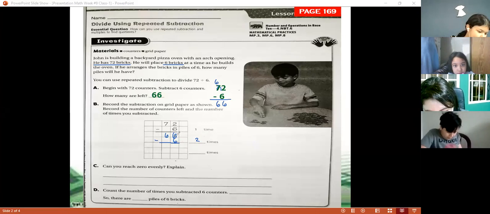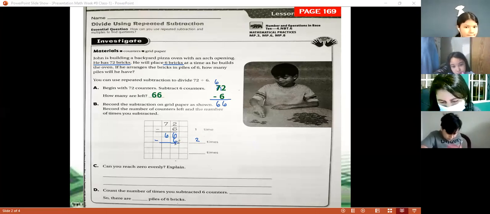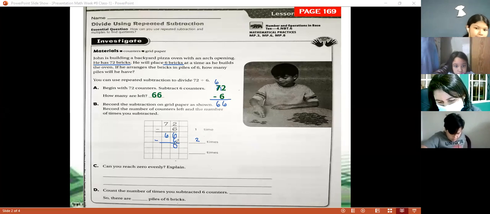We subtract 6 minus 6. That is 0, because 6 minus 6 is equal to 0. So we write the 0 and we subtract the 10. That is 6 minus 0, 6. So it's 60. Thank you for the answer, Danny.